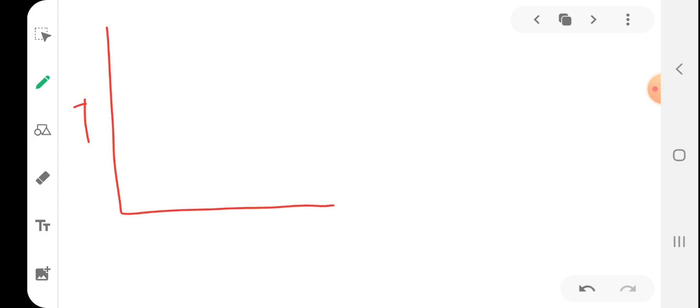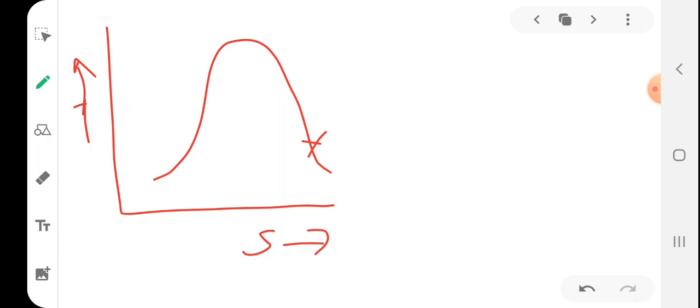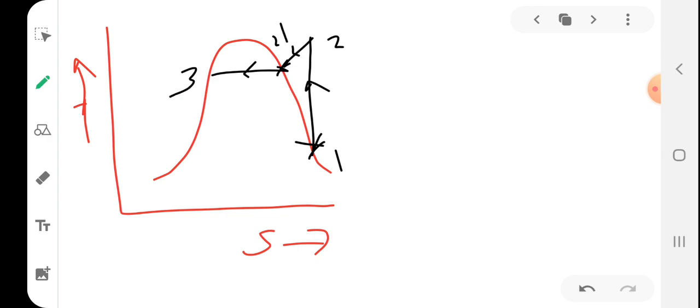Now we have a TS diagram like this for a vapor compression system. If this is the vapor dome, we start with saturated vapor at the inlet of the compressor, point 1. 1 to 2 is constant entropy, isentropic compression. Then 2 to 3 is constant pressure heat rejection. This is 2 dash, this is 3, and 3 to 4 is isenthalpic expansion, and 4 to 1 is constant pressure heat addition or evaporation.